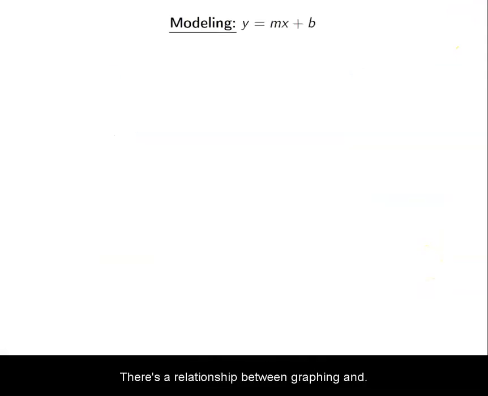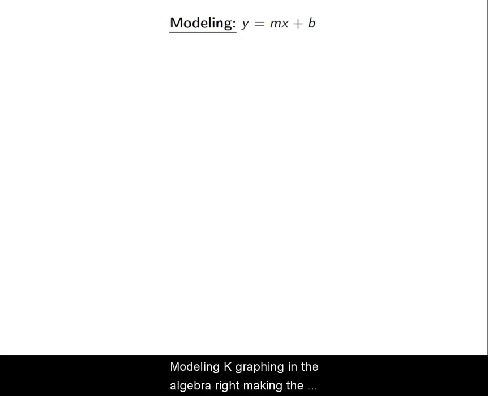There's a relationship between graphing and modeling. Okay, graphing and the algebra, right? Making the equation that I need to use. If I have enough information to graph something, right? If I have 2 points and I can make a graph from my 2 points, well then all I need is 2 points to be able to graph to create an equation.